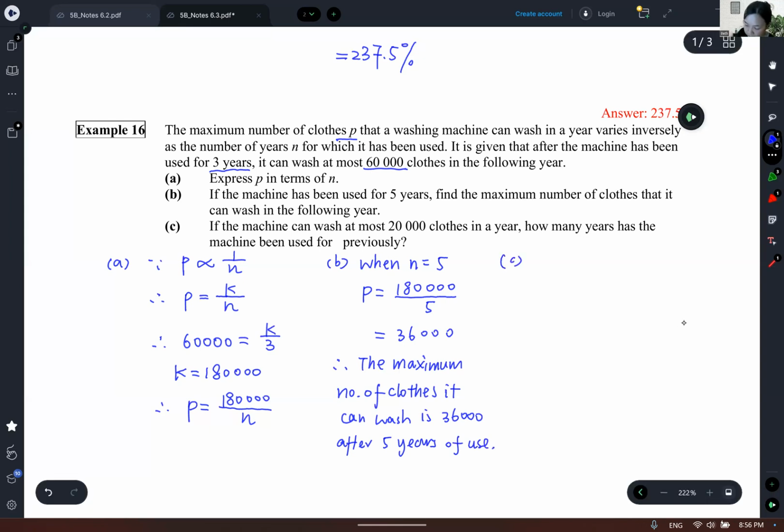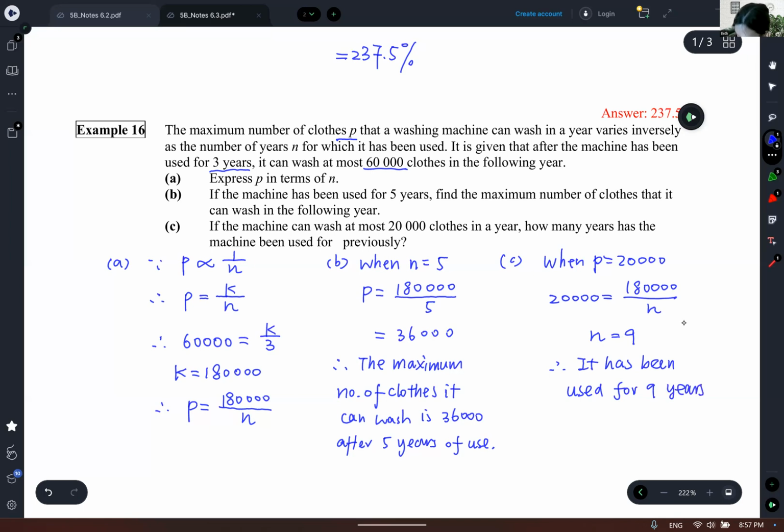Part C. If the machine can wash at most 20,000 clothes a year, how many years has it been used? So when P equals 20,000, 20,000 equals 180,000 divided by N, and N equals 9. Therefore, it has been used for 9 years.